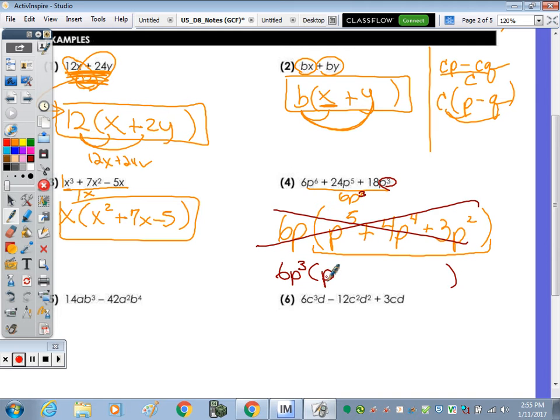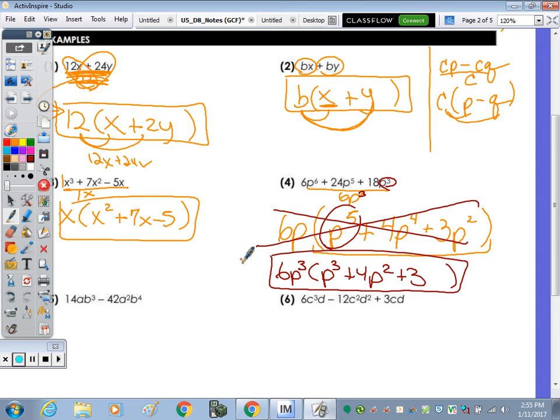Therefore, we get p to the, we're going to have all the same numbers as this trinomial, but now 6 minus 3, 3. So plus 4p, 5 minus 3, 2. And then plus 3, p to the third over p to the third is just p to the 0, which is 1. Well, they cancel out.